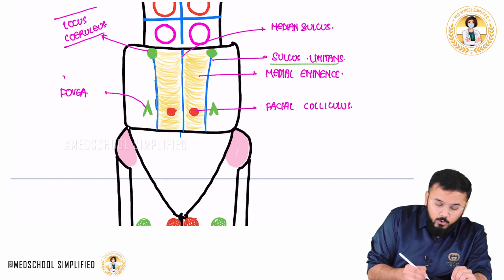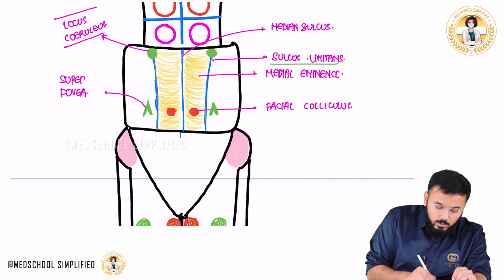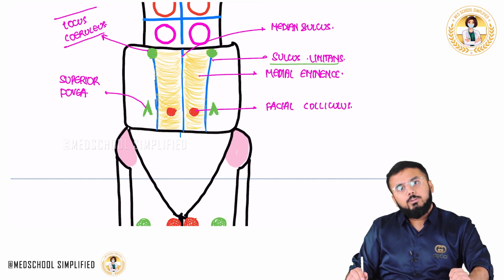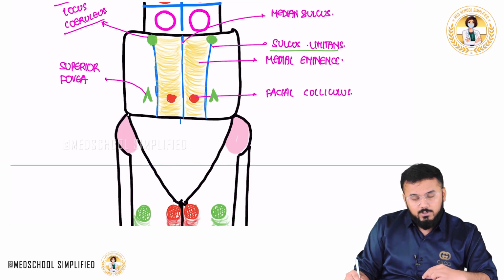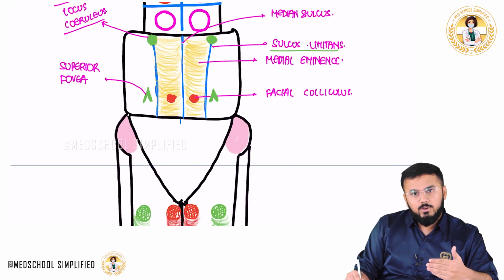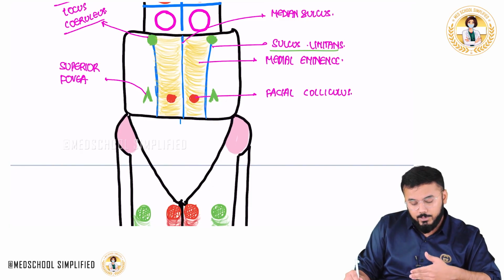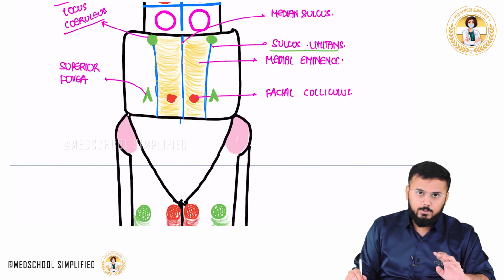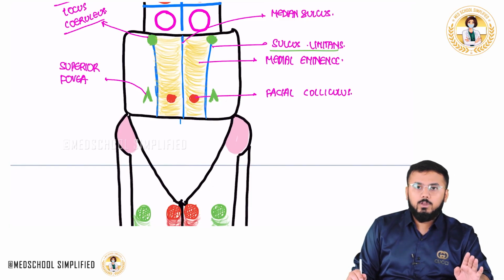And as this fovea is present on the top, you can also call it as superior fovea. So if there is superior fovea, there should be inferior fovea also. If this is superior fovea, then where will the inferior fovea be present? The inferior fovea will be present down in the medulla oblongata. Okay, so these are your superior fovea.